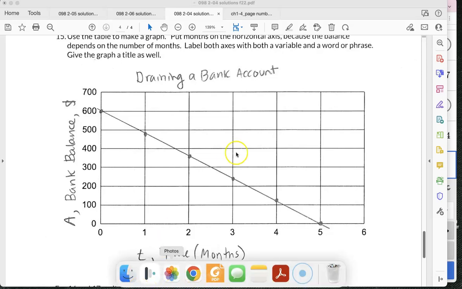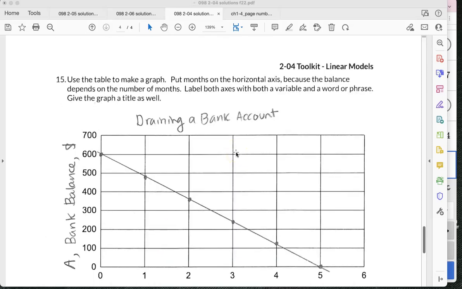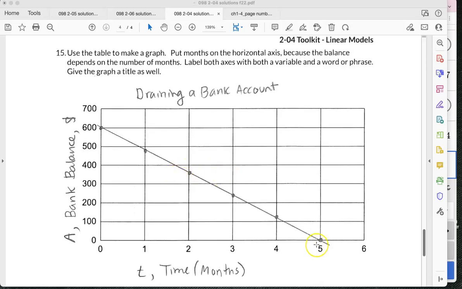On page 65, we're going to take that table from the previous page and use it to make this graph. The bank account started with $600, and by the end of 5 months, it was empty. And so we have the points, the intermediate points here. Notice that I said put months on the horizontal axis because the balance depends on the number of months.